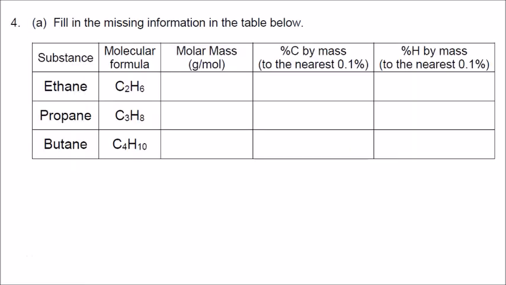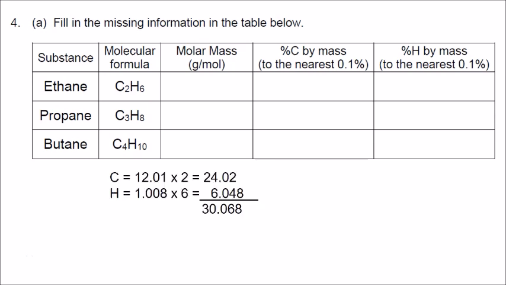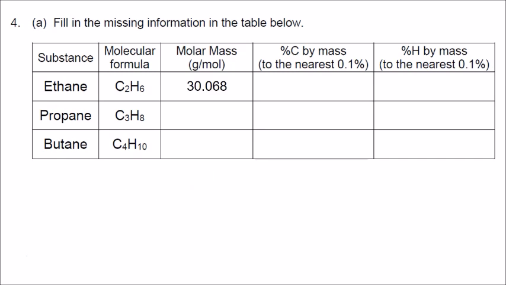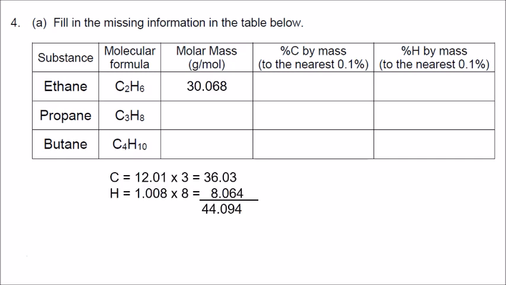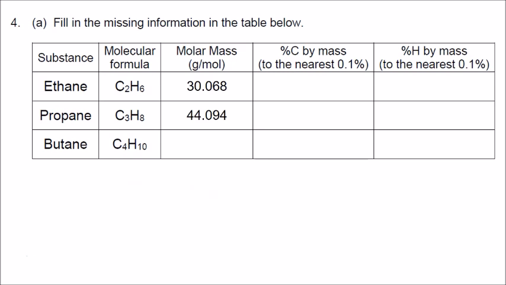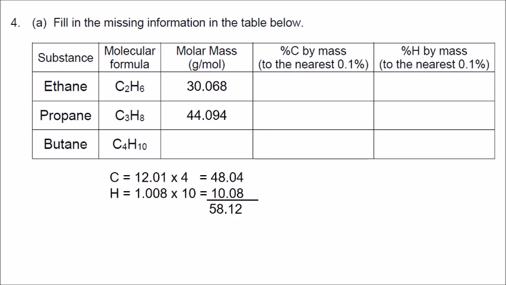Okay, moving on to number 4. Fill in the missing information in the table below. So the molar mass of ethane from the periodic table information is 30.068. The molar mass of propane works out to be 44.094. And the molar mass of butane works out to be 58.12. Just adding up the atomic masses for each element.